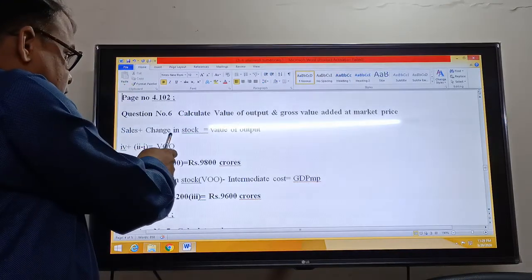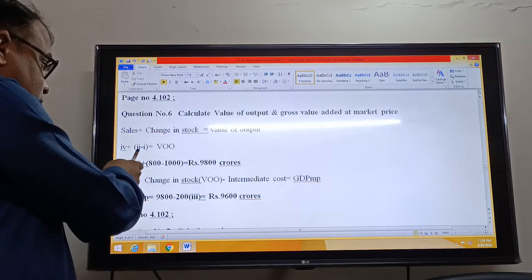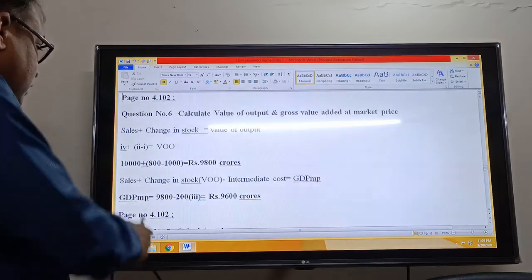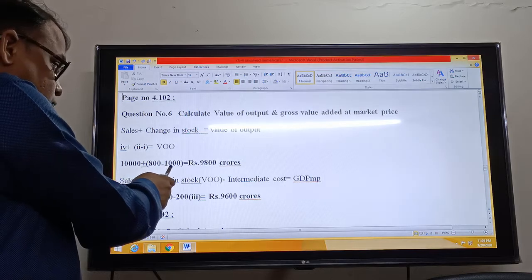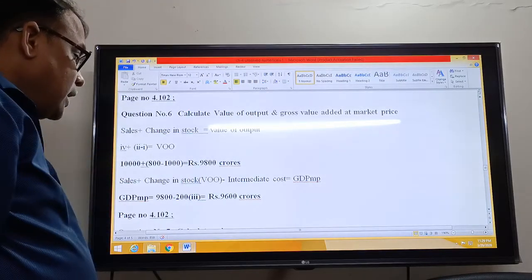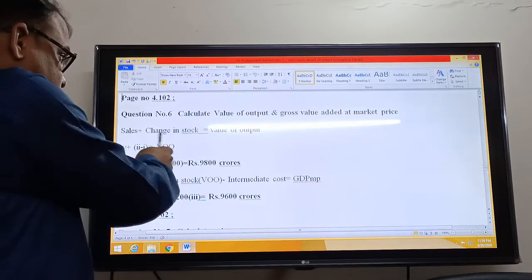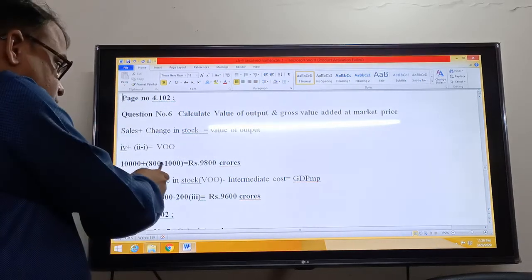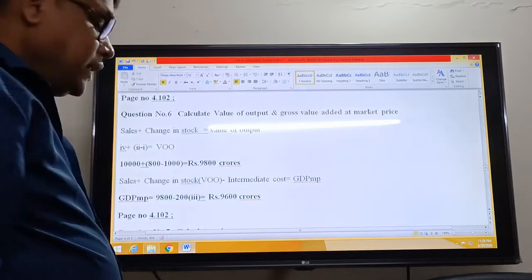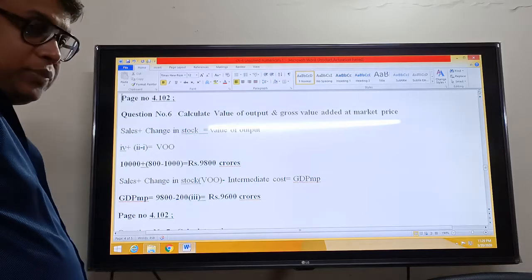See, sales plus change in stock is equal to value of output. We are given item number 4 and item number 2 minus 1. This is change in stock, this is sales. That is equal to value of output. 10,000 plus 800 minus 1,000, that is minus 200. 10,000 minus 200 equal to rupees 9,800 crore. This is value of output. Sales plus change in stock is equal to value of output, and here also we'll have to mention the units, rupees and crore.